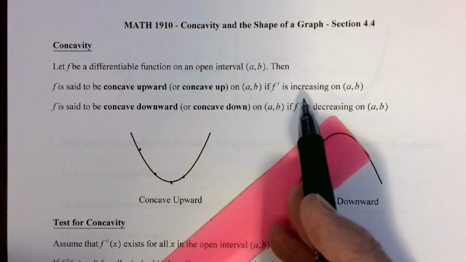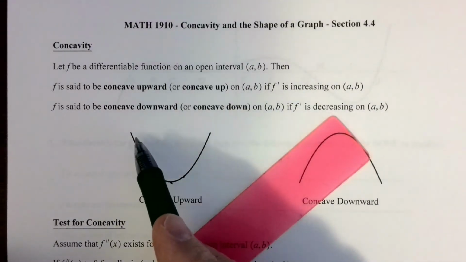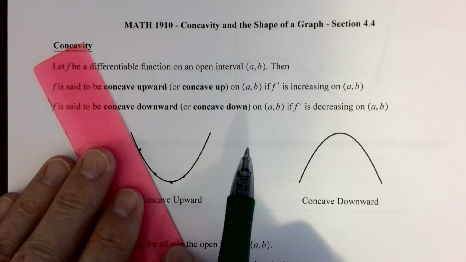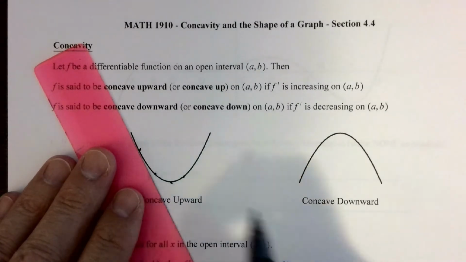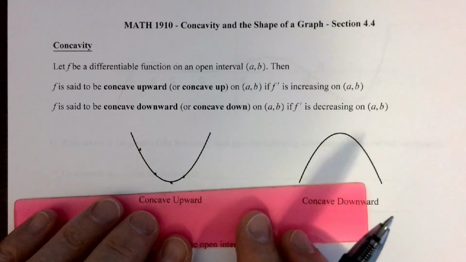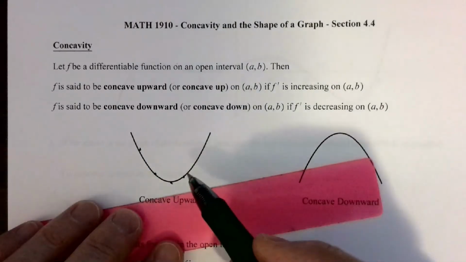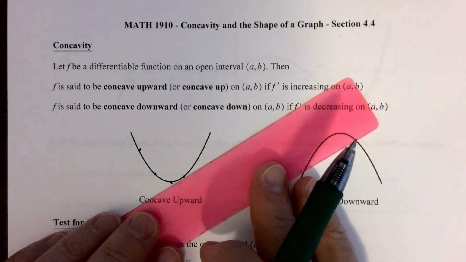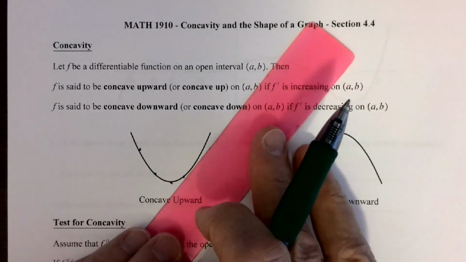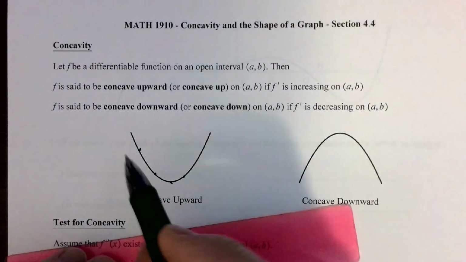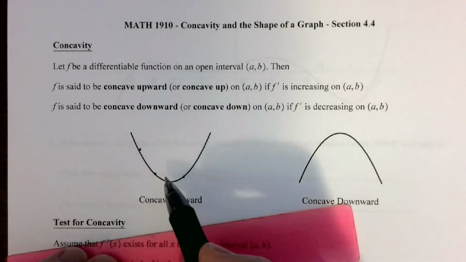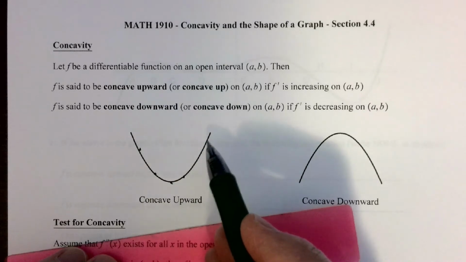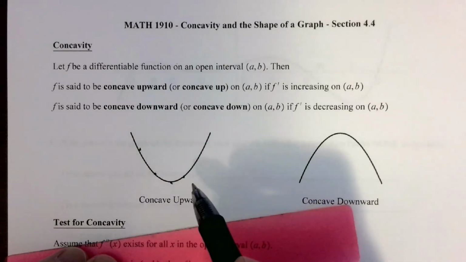F prime is increasing. Notice for this portion of the graph, F prime is increasing, but F prime at any instant in there is negative. The slope is negative, but increasing. And then on this branch, as we move from left to right, the derivative F prime is still increasing, but at any point F prime is positive. So if F prime is negative, we're decreasing concave up. F prime positive, increasing concave up. Over the whole interval, F prime is increasing.